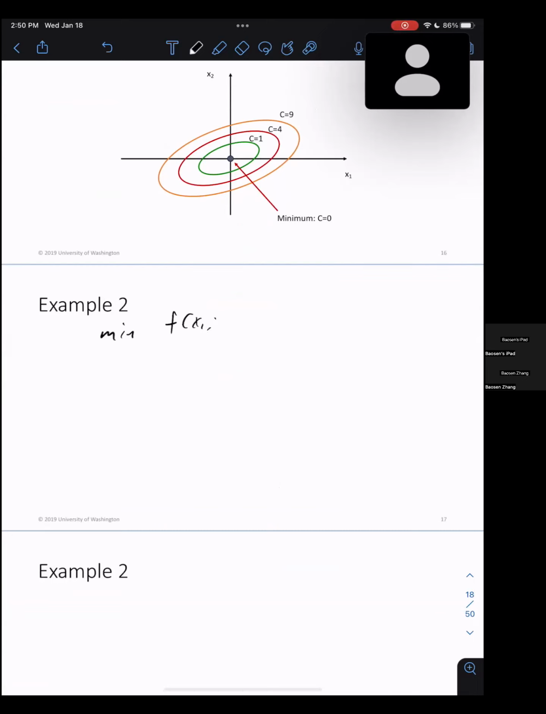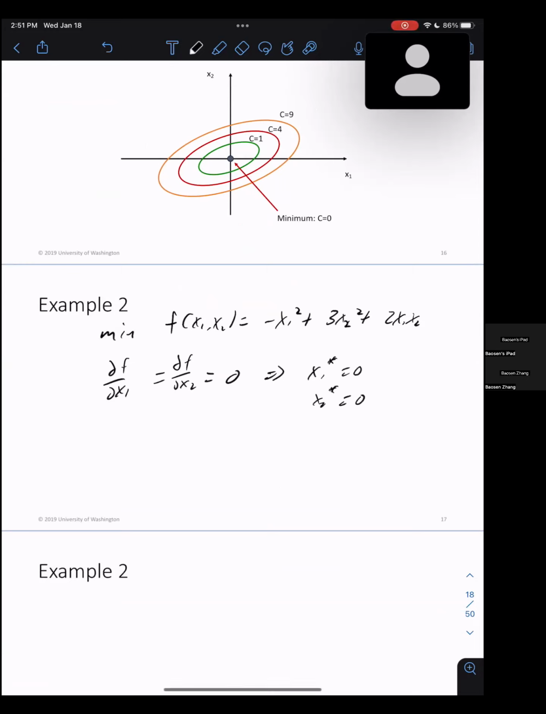So this is what happens when you see a saddle point. This just flips the sign on x1 squared. So you can do the derivative, and this still gives x1 star equal to 0, x2 star equal to 0. If you do the derivative, you still get that the first order stationarity condition, the first order optimality condition, tells you that x1 star, x2 star should both be 0.